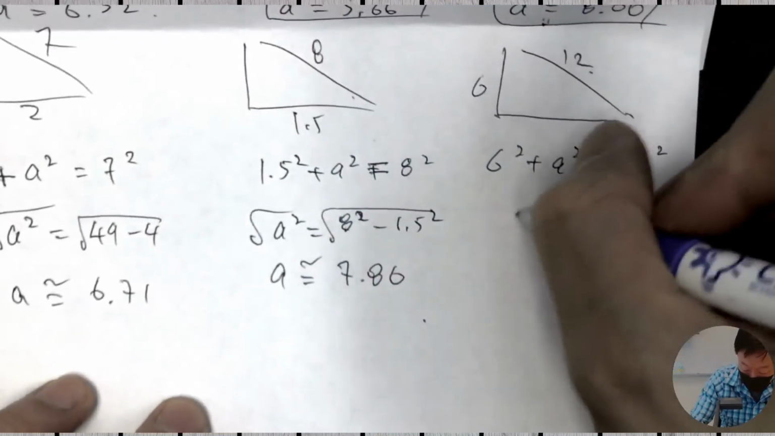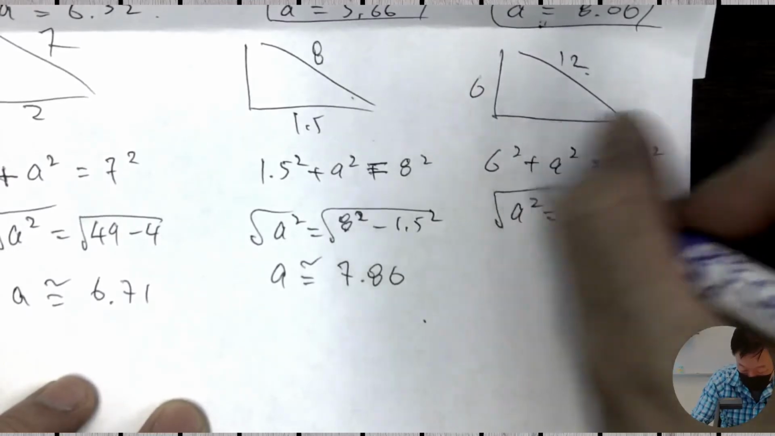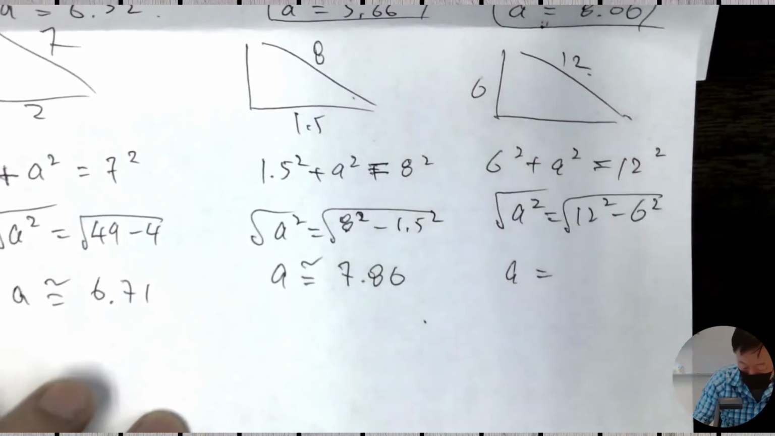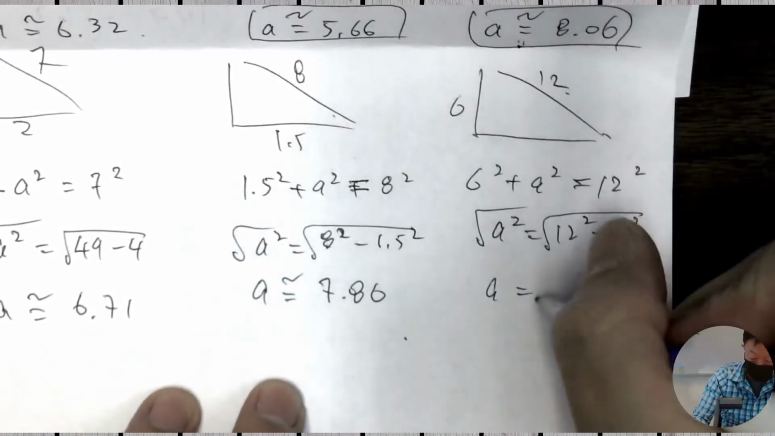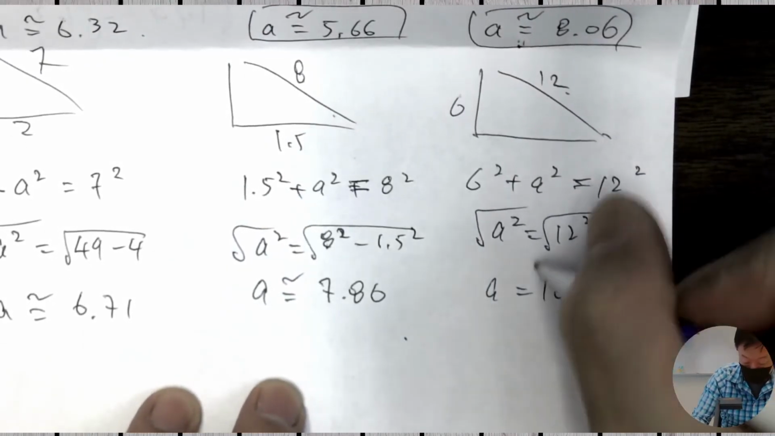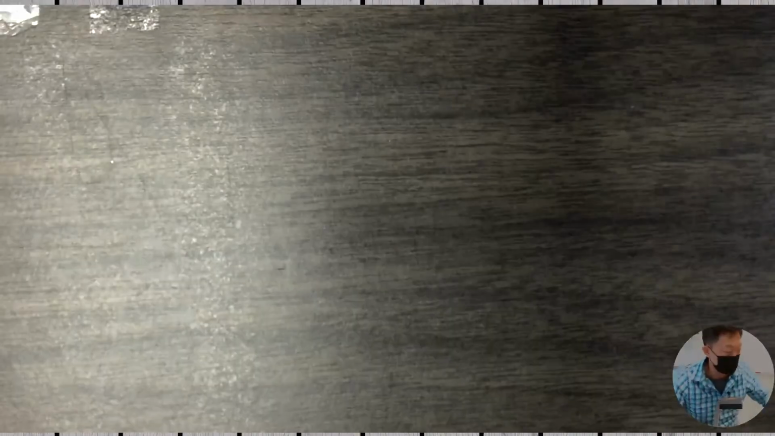Okay. And you have a squared equal to 12 squared minus 6 squared, square root both sides. A would be approximately 12 squared minus 36, 108, square root 108, 10.39 roughly. Raise your hand if you got 10.39. Awesome, awesome.